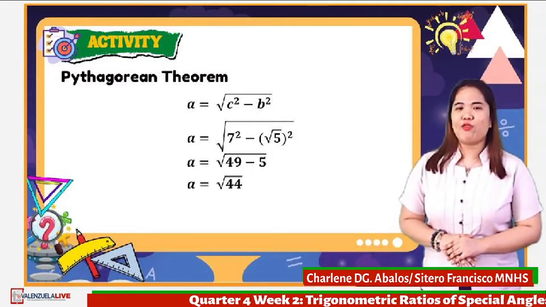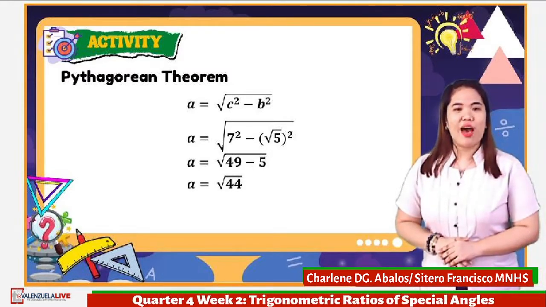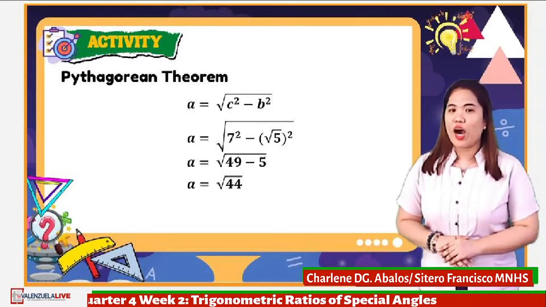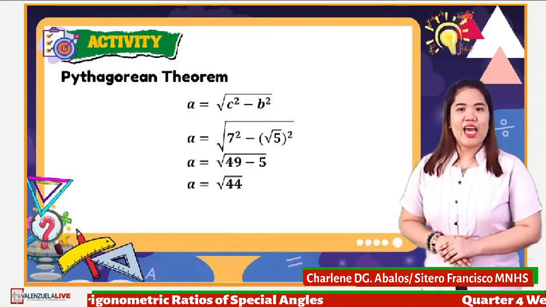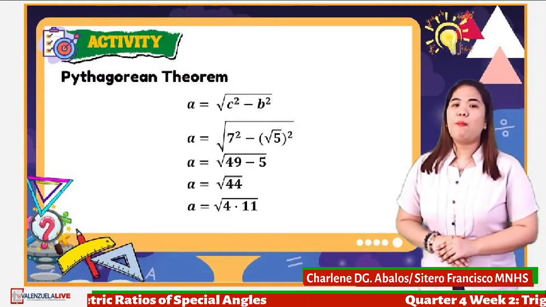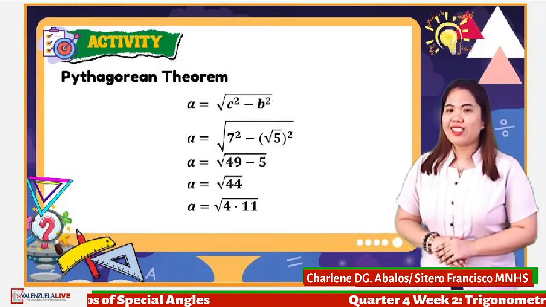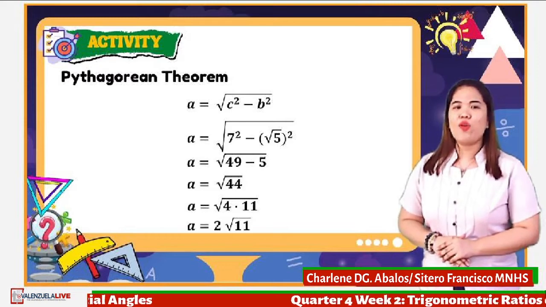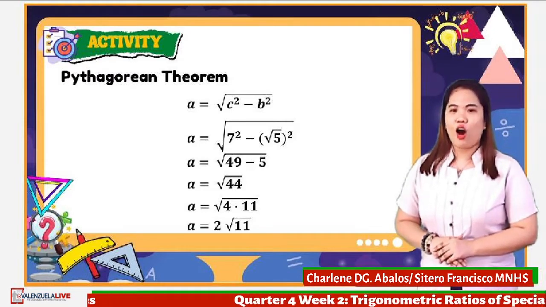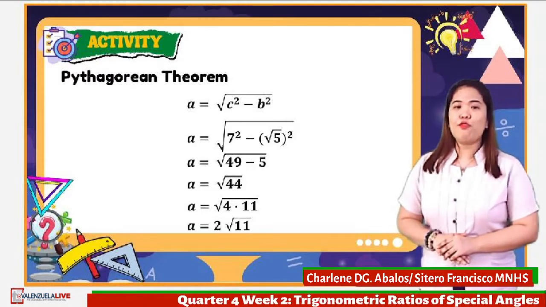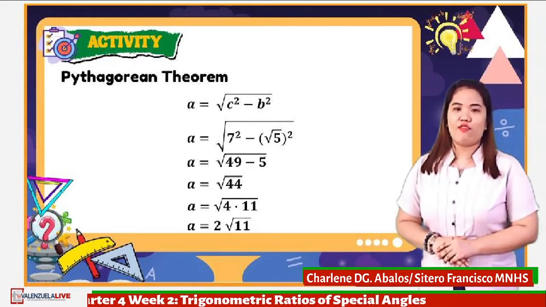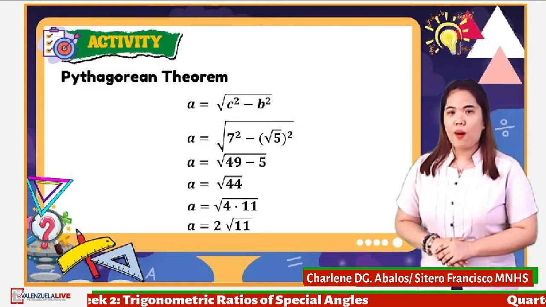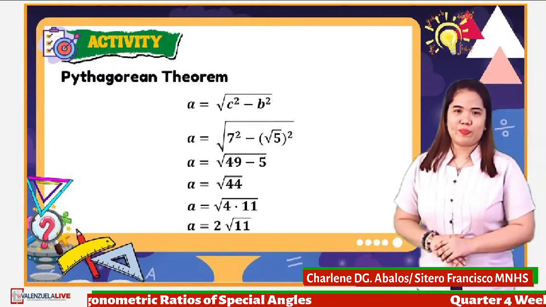By simplifying it further, we need to get the factors of 44 such that one of the factors is a perfect square. And that is 4 and 11. The positive square root of 4 is 2. That is why we have 2 square root of 11. Therefore, the value of A is 2 square root of 11, which is the opposite side.